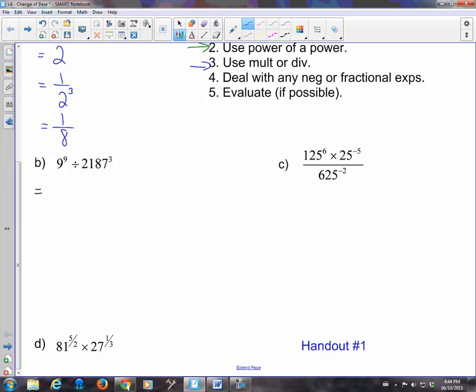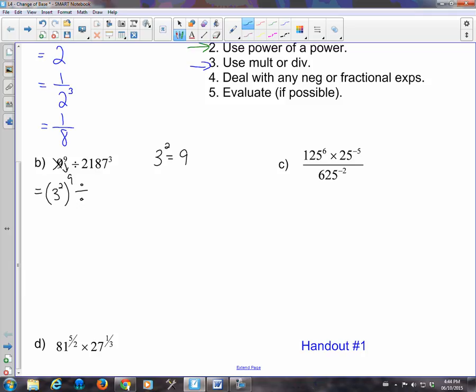So change of base. I want to get the same base. That means I want to lower everything. So the 9 is pretty easy. 9, I know that 3 squared is 9. So I take out the 9 and I put 3 squared, and I remember there was an exponent of 9 there. Keep my divided by. 2,187 is a really, really big number.